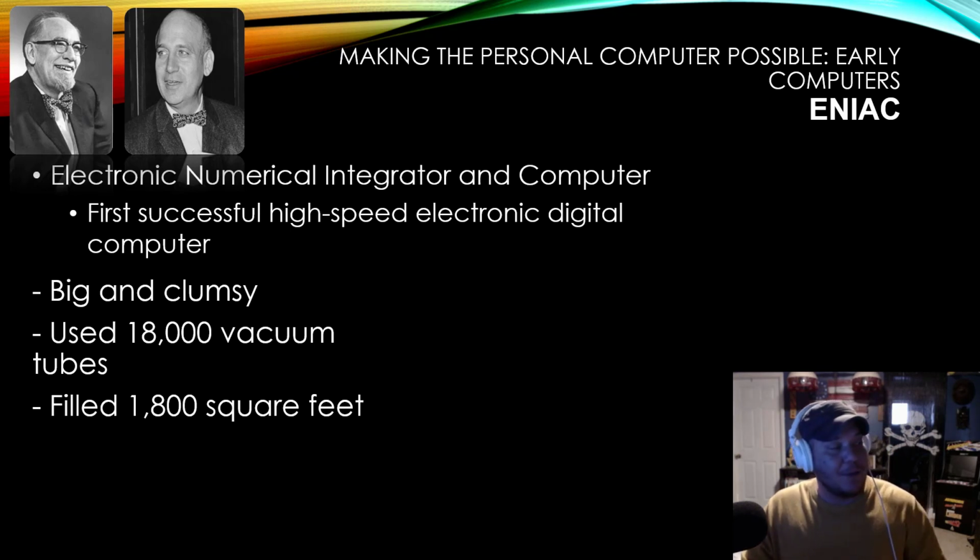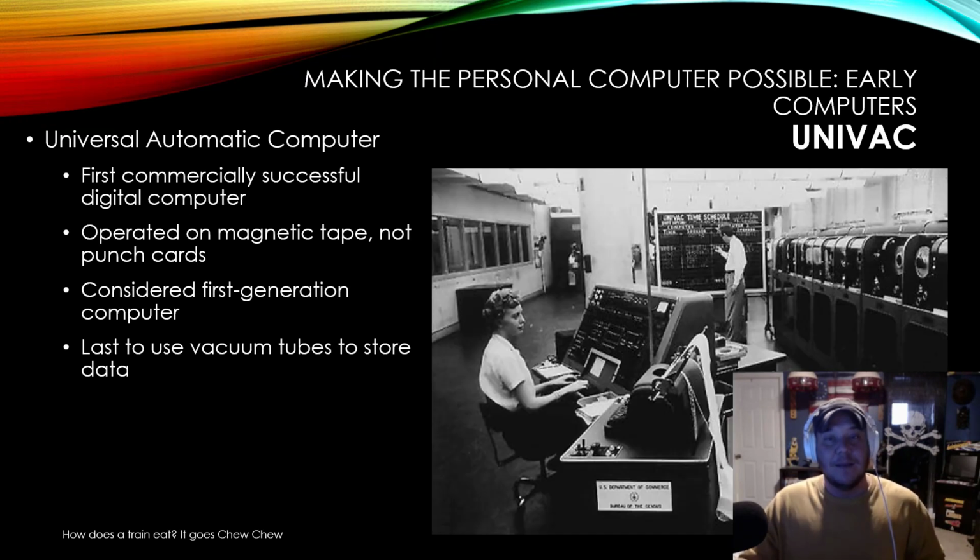As an example, the ENIAC, when used, could calculate the trajectory of a ballistic missile. It would take a human about 20 hours to do it. The ENIAC was able to do it at 2,400 times the speed. So instead of 20 hours, it might take 10 or 15 minutes. So it was a gigantic improvement on doing things by hand.